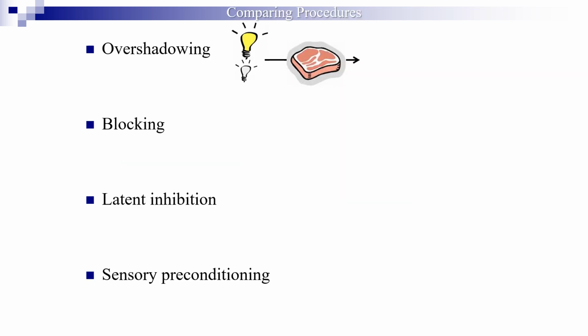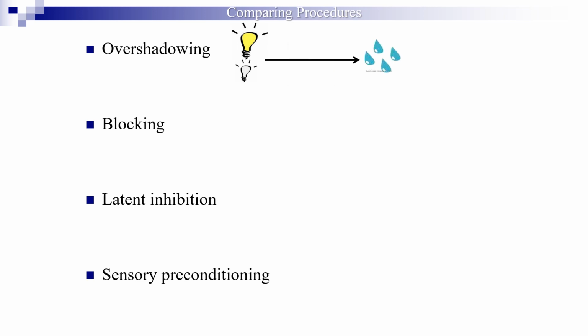Now if we take a look at the slide, we're going to compare all of these 4 procedures that we just went through briefly. If we look at overshadowing first, remember we have that compound stimulus. So we have, let's say, a light and a tone, for example. And then they're paired together like a compound, and they're paired with the unconditioned stimulus. And of course, over time, with many pairings, we get a conditioned response.